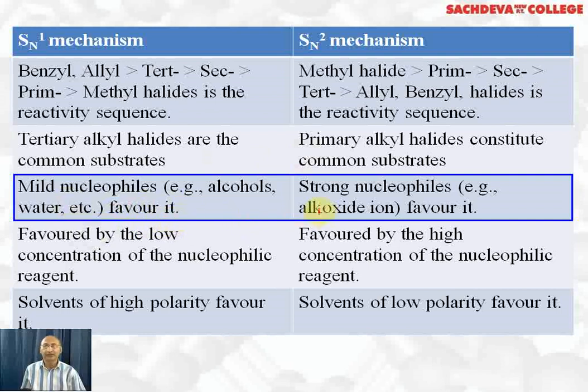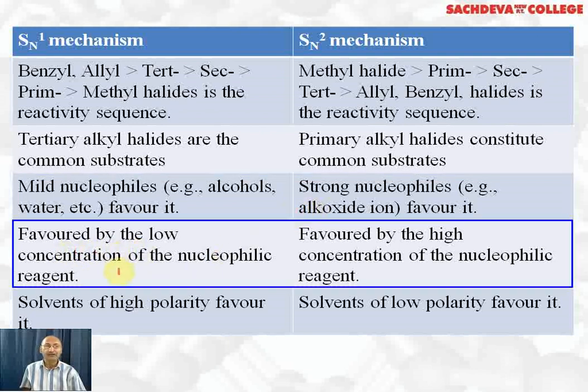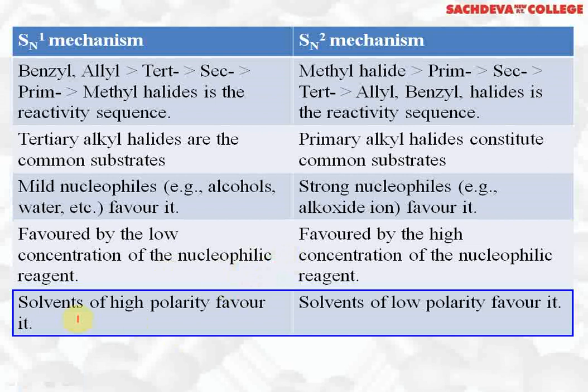Strong nucleophiles are required for SN2 mechanism because it has to attack the carbon from the rear side and also overcome the steric repulsion if there is any. SN1 is favored by low concentration of nucleophilic reagent because a carbocation is formed which can easily be attacked by a low concentration of nucleophile, and it is planar, so there is no obstruction. SN2 is favored by high concentration of the nucleophilic reagent because it has to find its way to attack the carbon atom. Solvents of high polarity will stabilize the carbocation and will favor SN1 mechanism. Solvents of low polarity will favor SN2 because there is no carbocation formed.